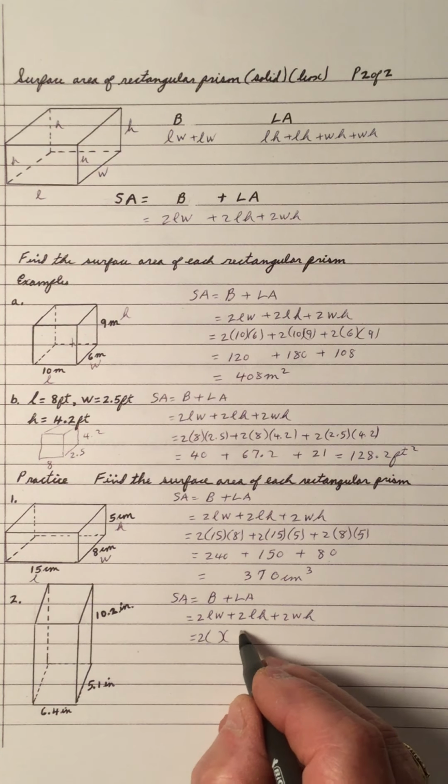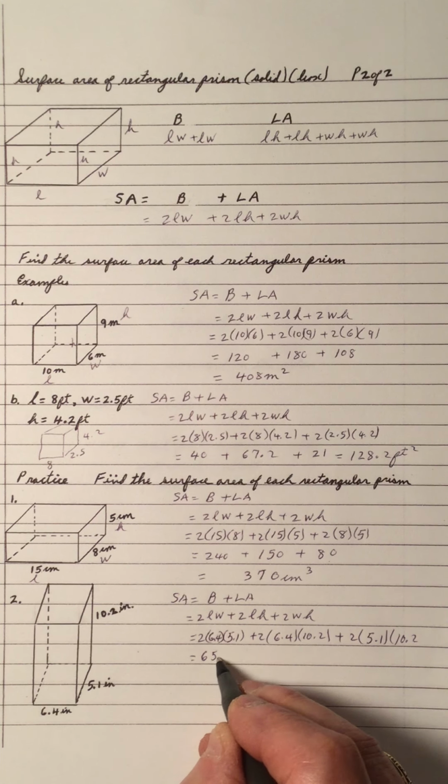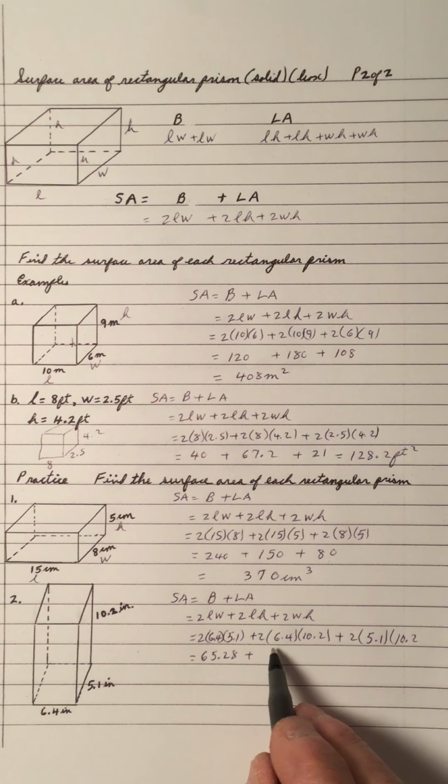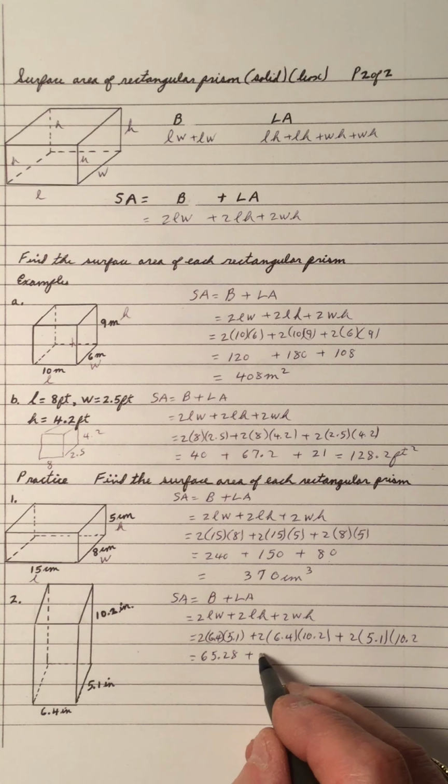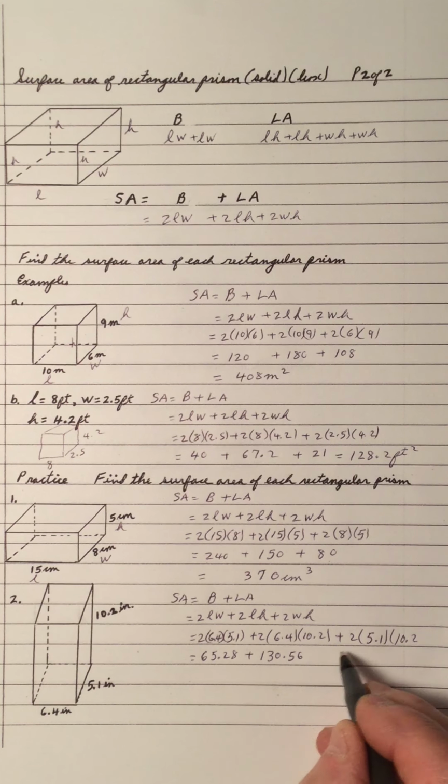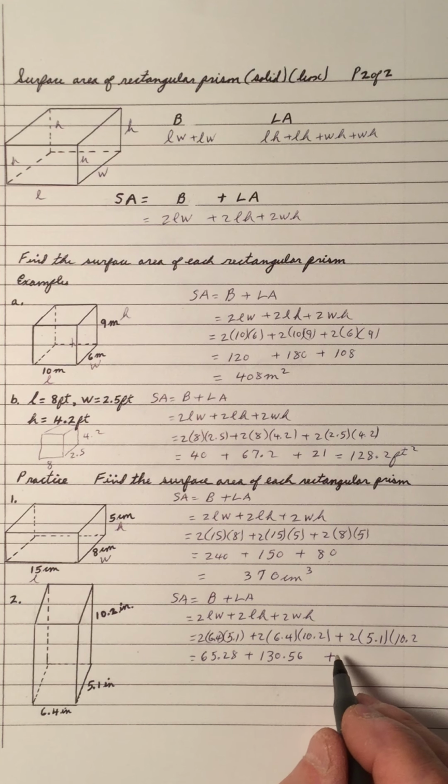So the length is 6.4 and the width is 5.1. The length is 6.4, the height is 10.2. And the width is 5.1 and the height is 10.2. And when you multiply all that out, use your calculator, 2 times 6.4 times 5.1, you get 65.28. And when you multiply those, 2 times 6.4 times 10.2, you get 130.56. Again, doing area and volume and surface area, use your calculator.